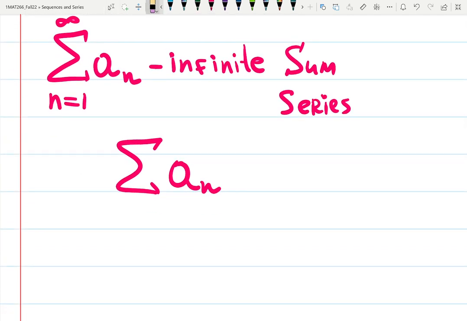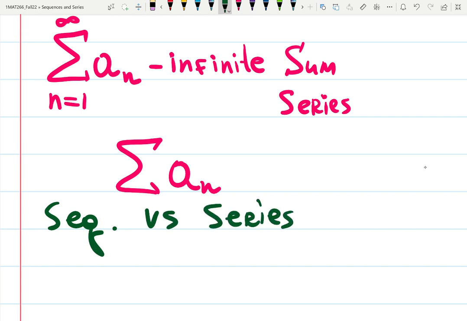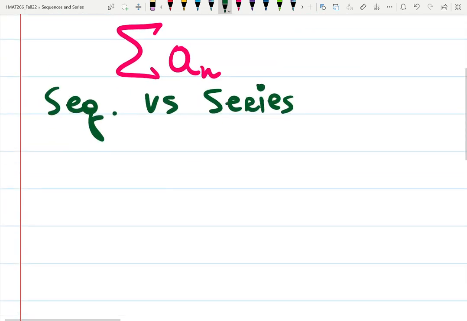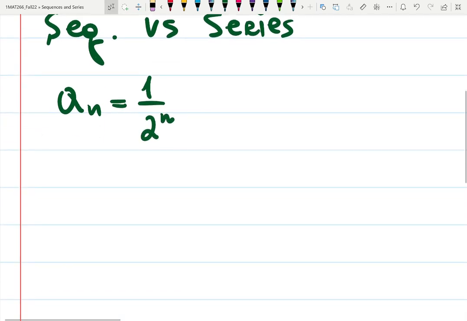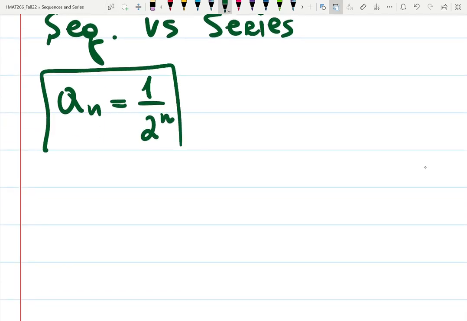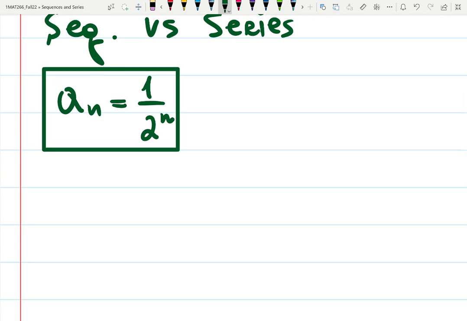Let's see the difference. Compare sequence versus series. So a sub n is 1 over 2 to the n. That is the nth term. It will serve as the nth term for both the sequence and the series.